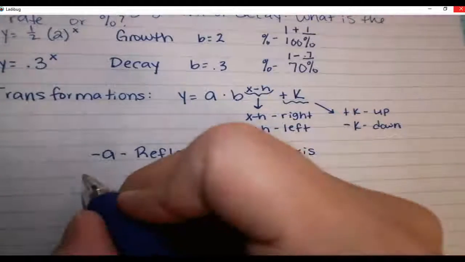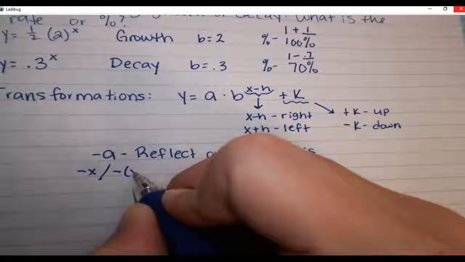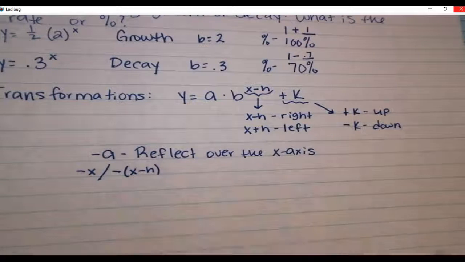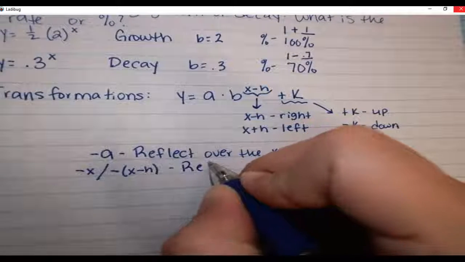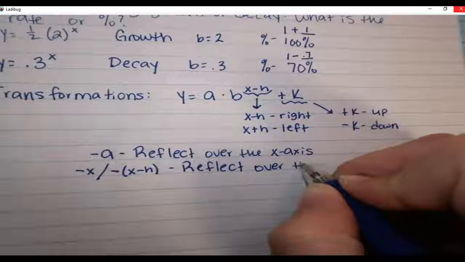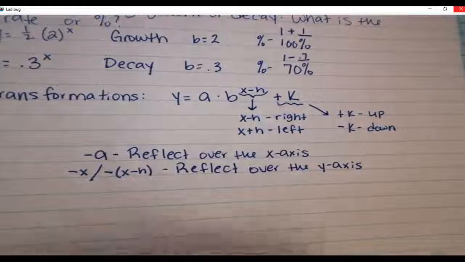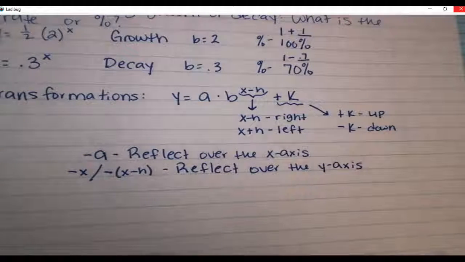And then the other one, it could be a negative x. It could also look like negative in front of the parentheses. So either one, whether it's just a negative x or whether you have a negative out front, either way that negative is in the exponent. And so that's a reflect over the y-axis. And again, these are the same rules as if it were a quadratic or a radical or whatever.